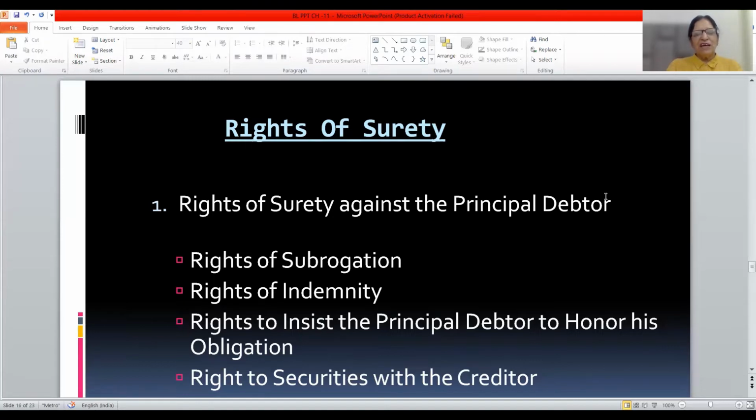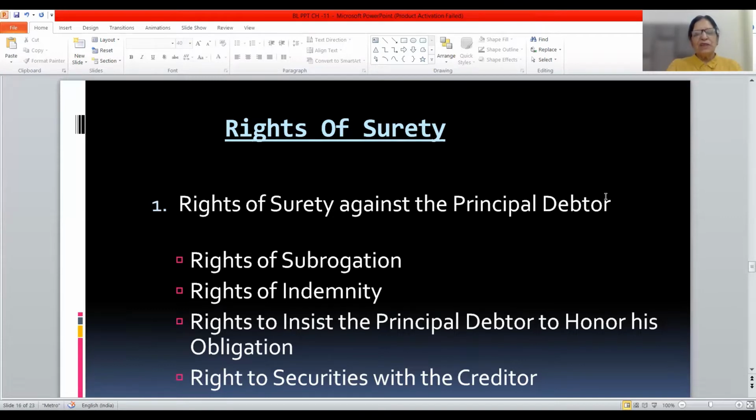Now, he can request the principal debtor, because primary liability is that of principal debtor. He can request the principal debtor that he must discharge his duties. He must discharge his obligation.